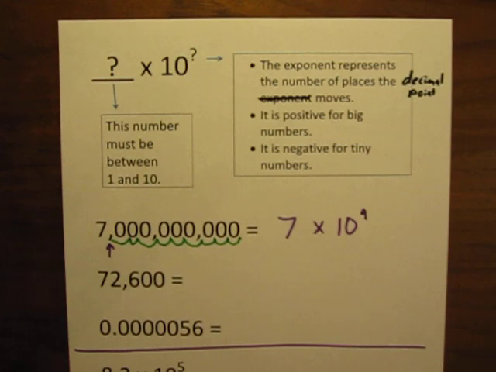Let's write 72,600 in scientific notation. Not such a huge number, like in the billions or trillions, but it's still a pretty big number.